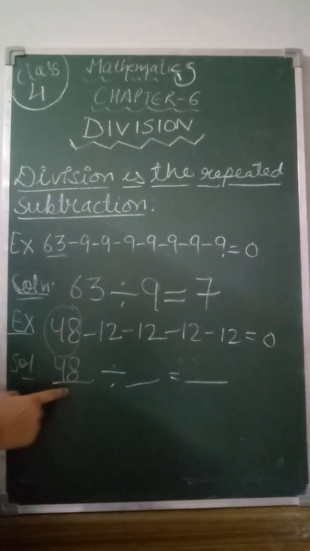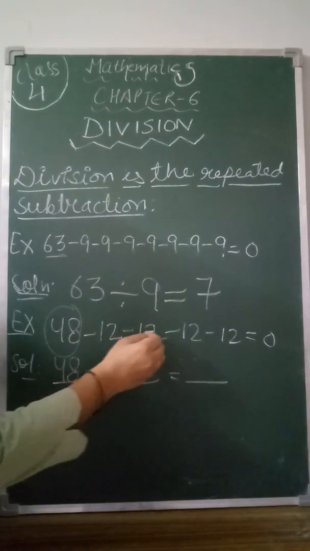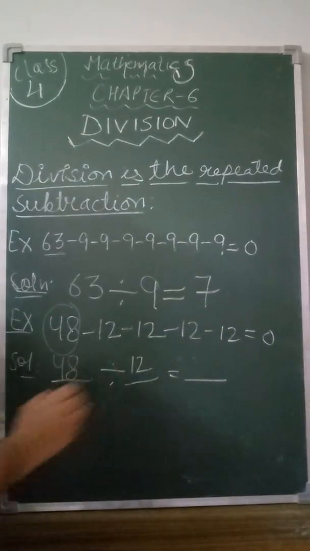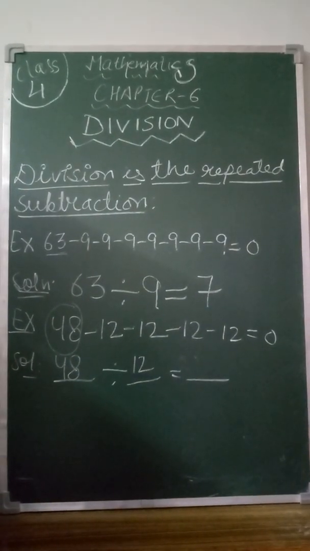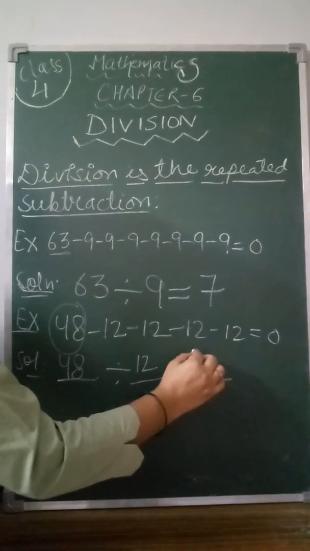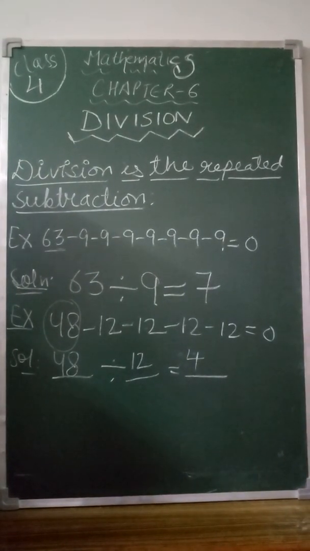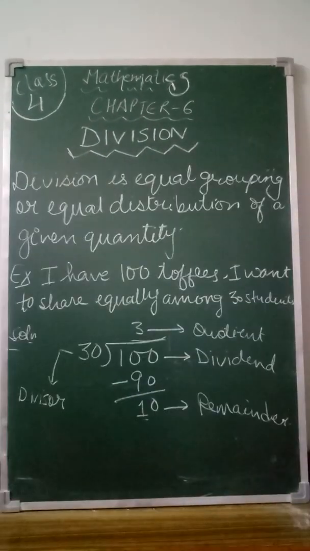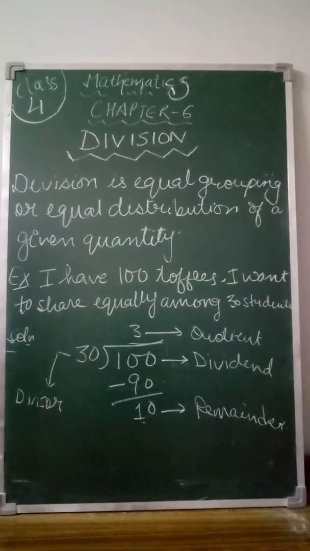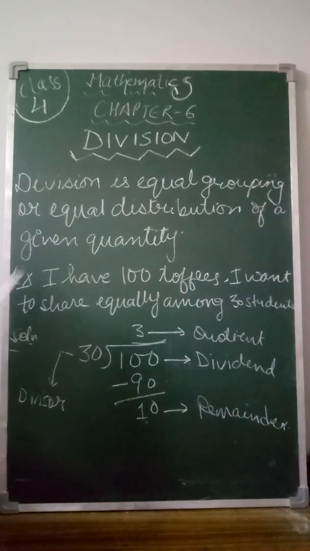48, the first number, has become the dividend. What is the divisor here? The number which is repeated 4 times. 1, 2, 3, 4. So the 12 that is repeated becomes the divisor, and it is repeating 4 times. So 4 is the quotient. Fine, student?